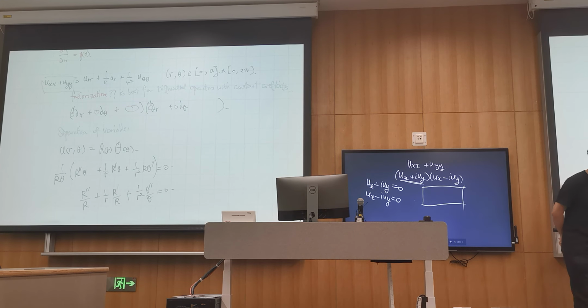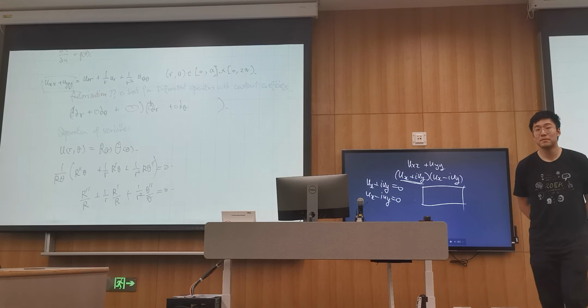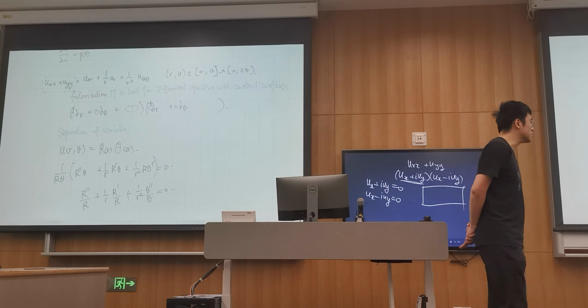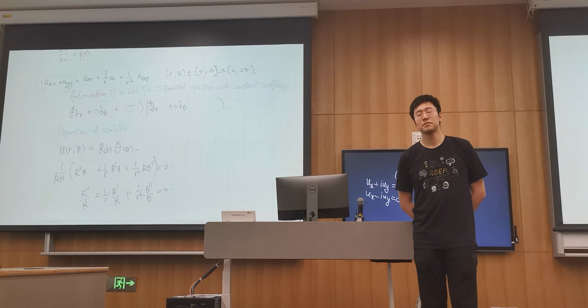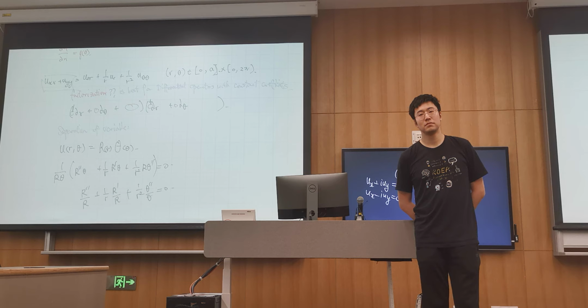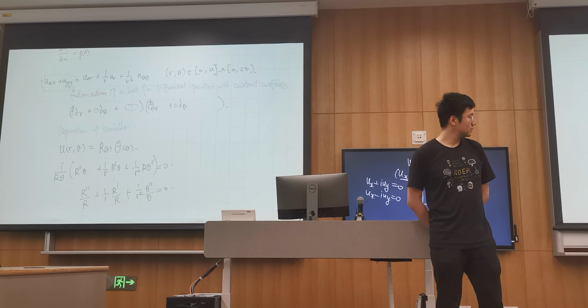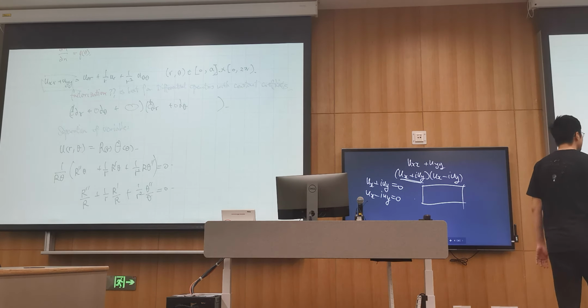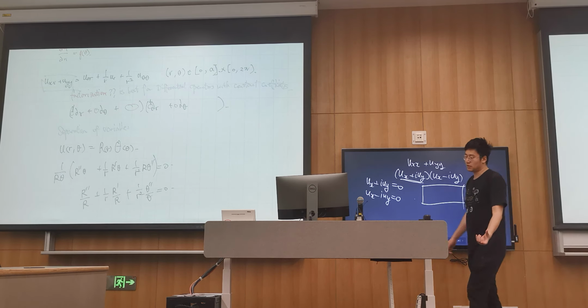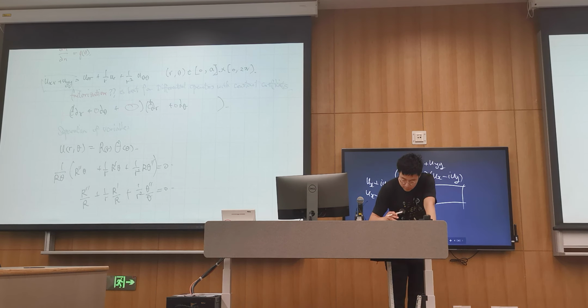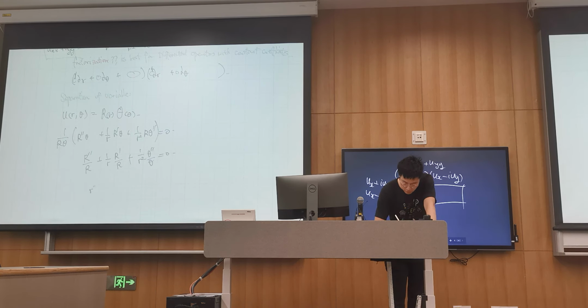Multiply R squared on both sides and we get... Sorry? We times R squared on both sides. Can you give me a reason why you want to multiply R squared on both sides? Because as long as the function involves big R and small r, it is a single valued function. If I multiply R squared on both sides, then what we have is R squared R prime prime over R, plus R prime over R, plus theta prime prime over theta equals 0.